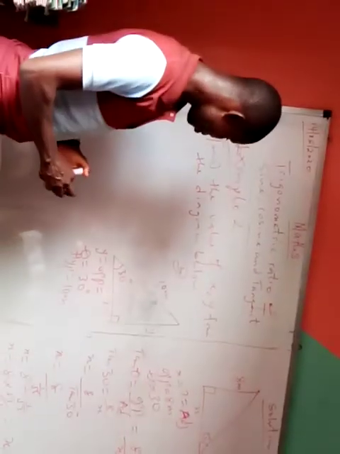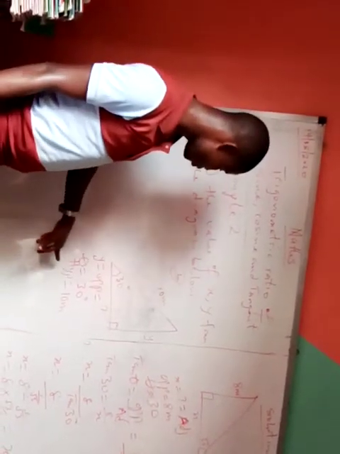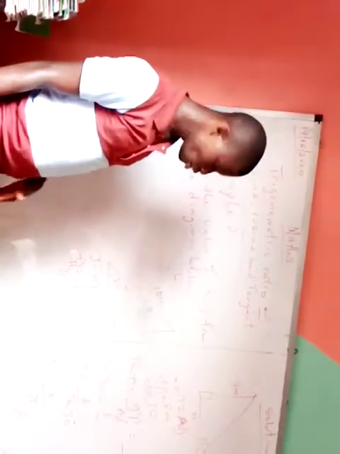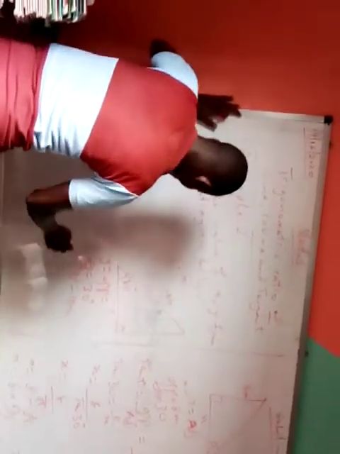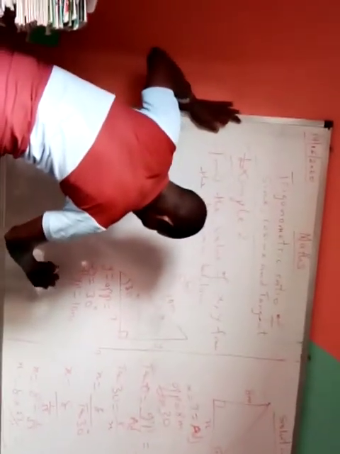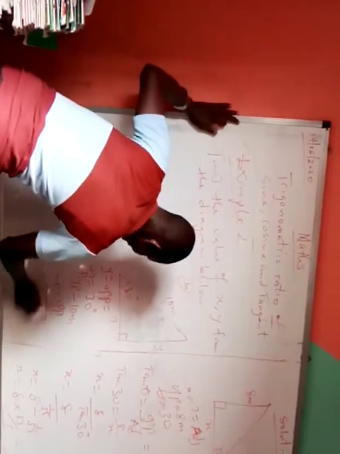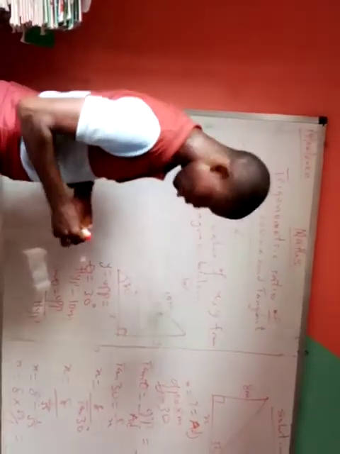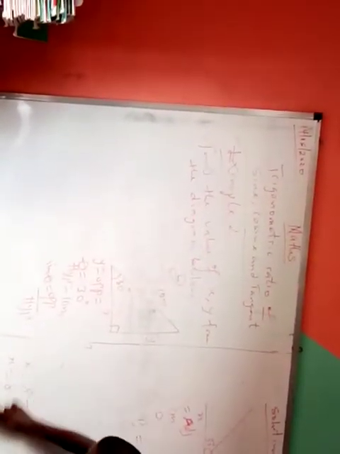So can you guess the ratio we are supposed to use here? Since we have the opposite, and we also have the hypotenuse, that means we are using what? Sine theta. So sine theta is equal to opposite over hypotenuse.